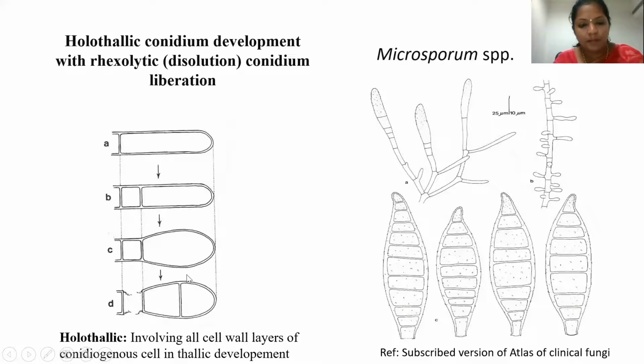So the septations will be formed. The examples are the macroconidia formed in the dermatophytes. These are some examples, and these are fractured from the original hypha.